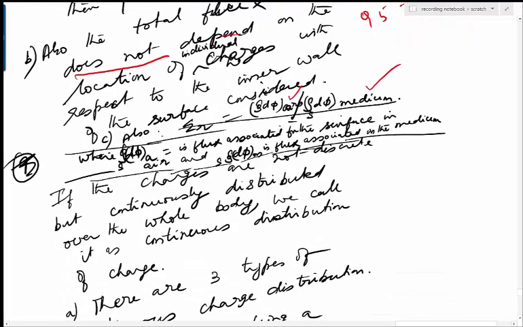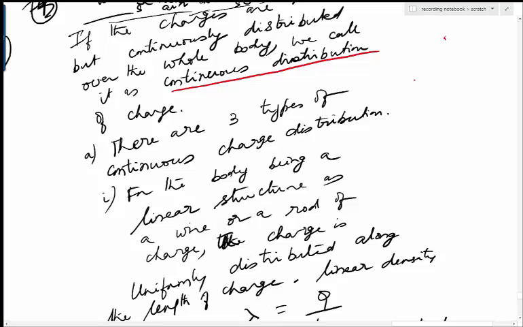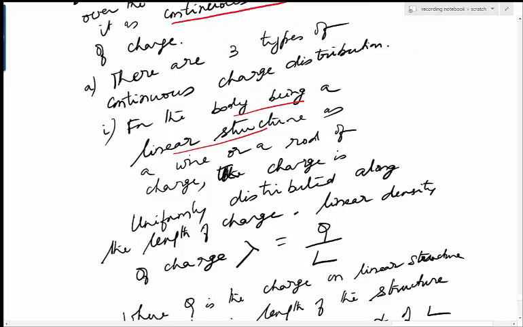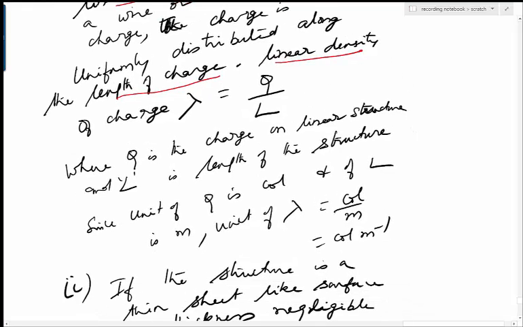If the charges are not discrete but continuously distributed over the whole body, we call it a continuous charge distribution. They don't have fixed charges at different locations. There are three types of continuous charge distribution. For the body being a linear structure, like a wire or a rod, the charge is uniformly distributed along the length. That is called the linear density of charge, lambda, equal to Q by L, where Q is the total charge on the linear structure and L is the length of the entire structure. The unit of lambda will be Coulomb per meter.